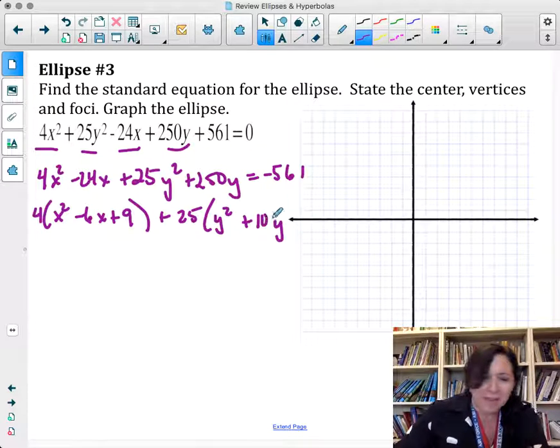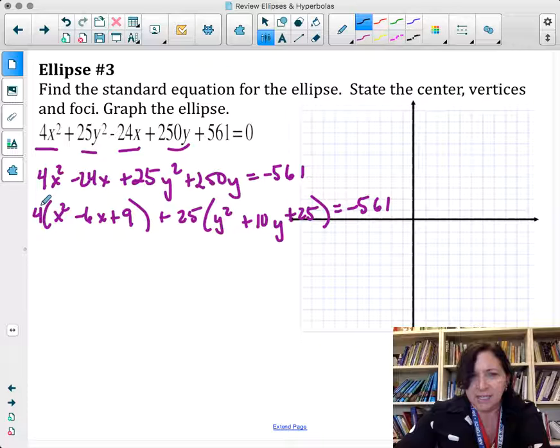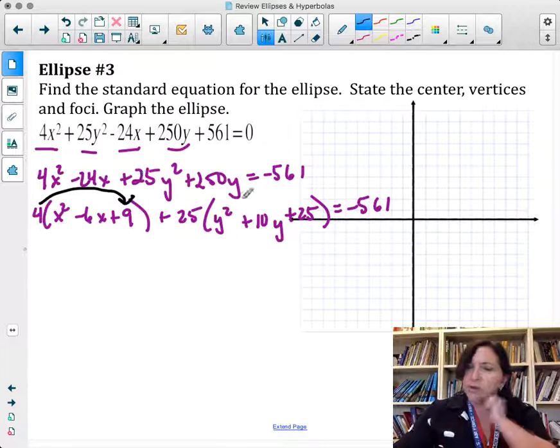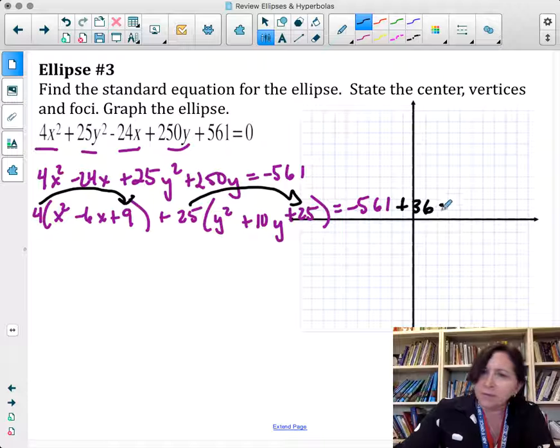Now half of 10 is 5. 5 squared is 25. And what I have on the right is negative 561. Remember, you've got to put those values back in. If I temporarily factored out that 4, I do need to add it back in. So it's 4 times 9, so that's going to be plus 36. And I have 25 times 25, which is going to be 625.